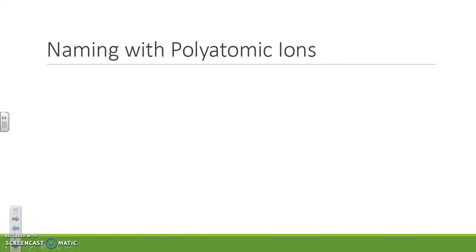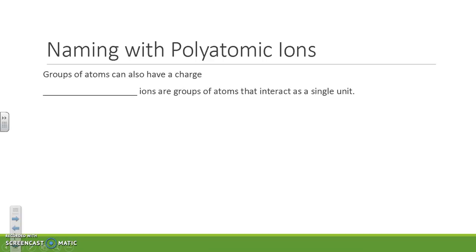Okay, we're going to eventually come into these nasty little boogers, I love them actually, called polyatomic ions. It's a group of atoms that are bonded together that have a charge. Look, I just said that. A group of atoms can also have a charge. So polyatomic ions, poly meaning many, atomic meaning atoms, are ions or groups of atoms that interact as a single unit that have a charge, positive or negative.